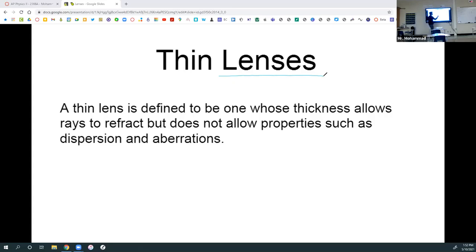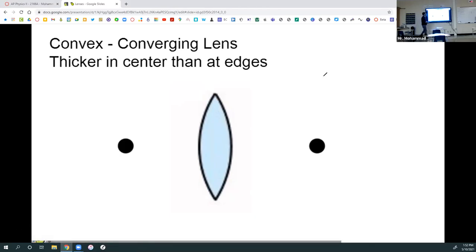Now, there's two different types of lenses that we're going to look at. The first type is a convex or converging lens. So a convex lens, the key to this is that in the center, it has a greater thickness than at the edge. So it basically caves out. Now, all these lenses in our diagrams, because there's no true back of the lens, technically they have focal points on either side.